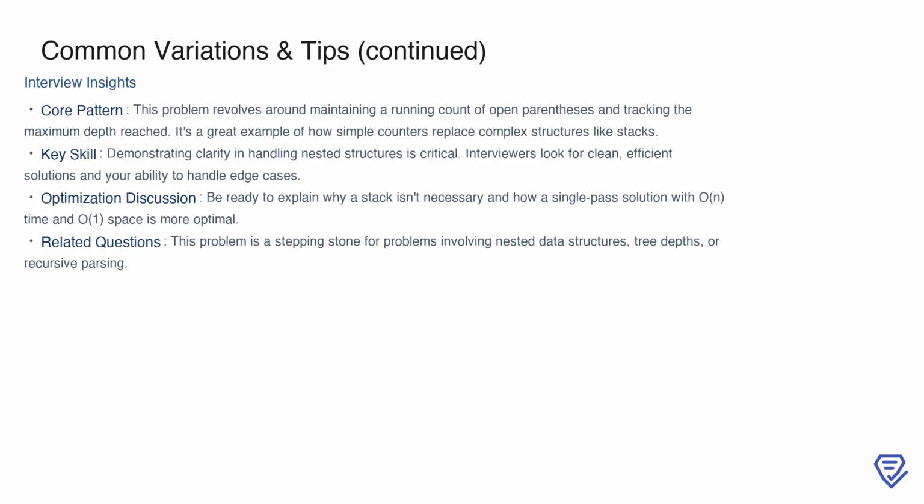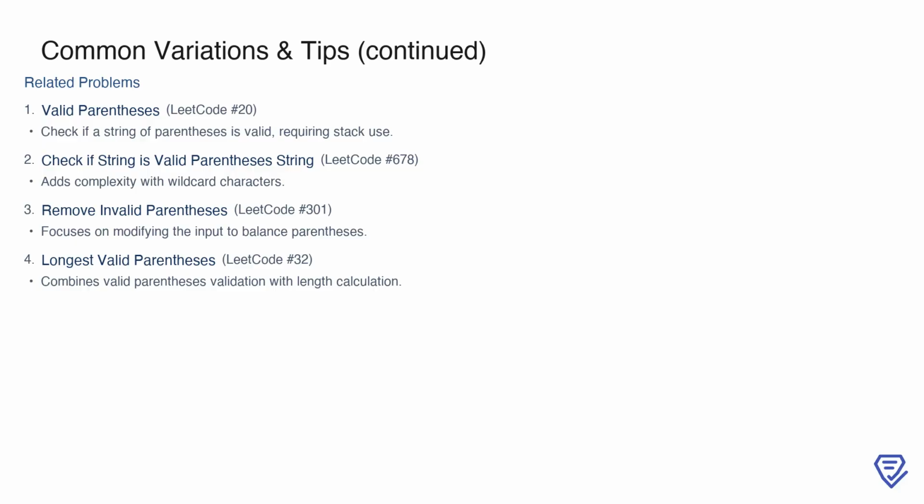This problem is closely related to several others that you might encounter. For example, Valid Parentheses, LeetCode number 20, requires checking if a string of parentheses is valid, which does necessitate using a stack. Another problem, Check if a String Is a Valid Parentheses String, number 678, introduces wildcard characters, increasing the complexity. Remove Invalid Parentheses, number 301, focuses on modifying the string to balance the parentheses, while Longest Valid Parentheses, number 32, combines validation with calculating the length of valid subsequences. Tackling these related problems can further solidify your understanding of parentheses-based challenges.